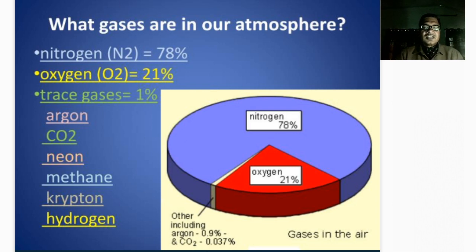You know that Earth's atmosphere is made up of various types of gases. Some of the important gases which we have are nitrogen, which comprises almost 78%. Then we have oxygen, the second major gas, which comprises 21% of the total volume of the atmosphere. Then we have lots of trace gases, that is gases found in very small quantity, but they have their own importance. For example, we have argon, carbon dioxide, neon, methane, krypton, and hydrogen. So these are some of the important gases, and they all have their own importance.